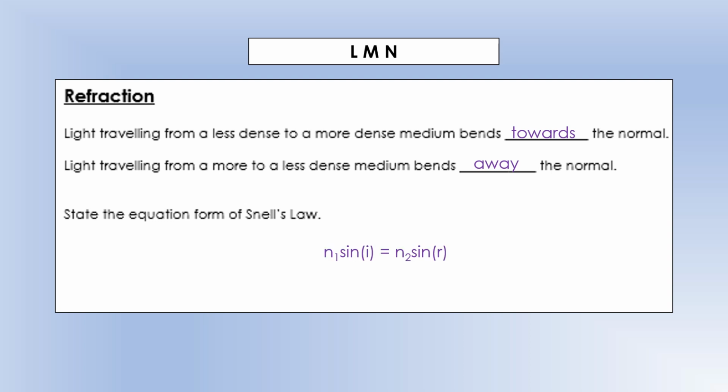I usually write it in this form. You see it in a variety of different forms, but this to me is the most helpful way of writing it. And again, you just have to remember the equation and the terms in it. So n1 is the refractive index before the boundary, i is the angle of incidence measured to the normal, n2 is the refractive index after the boundary, and then r is the angle of refraction.